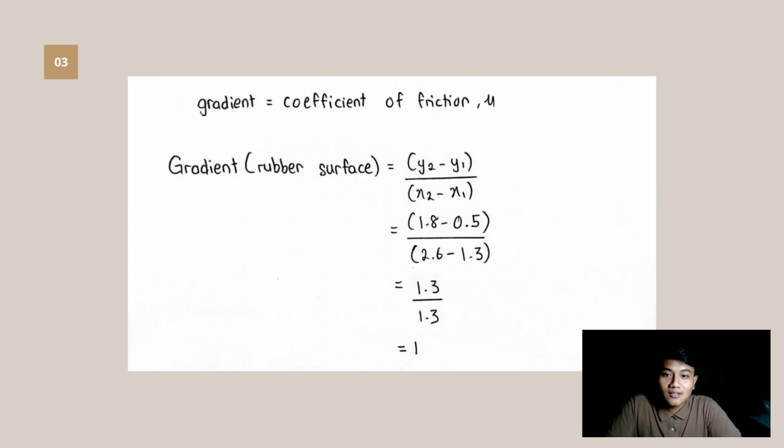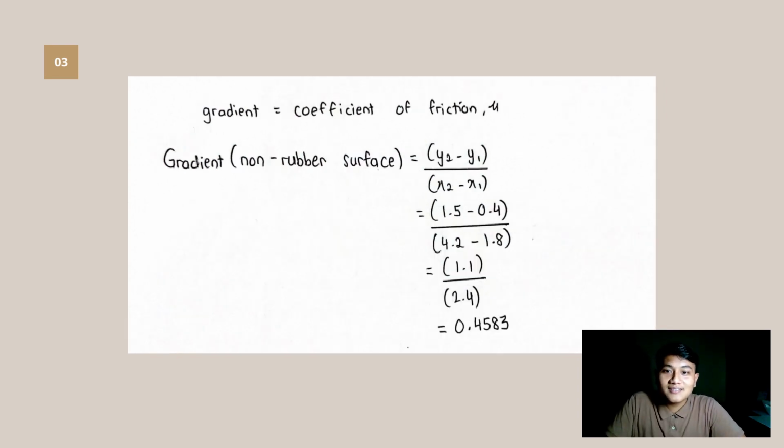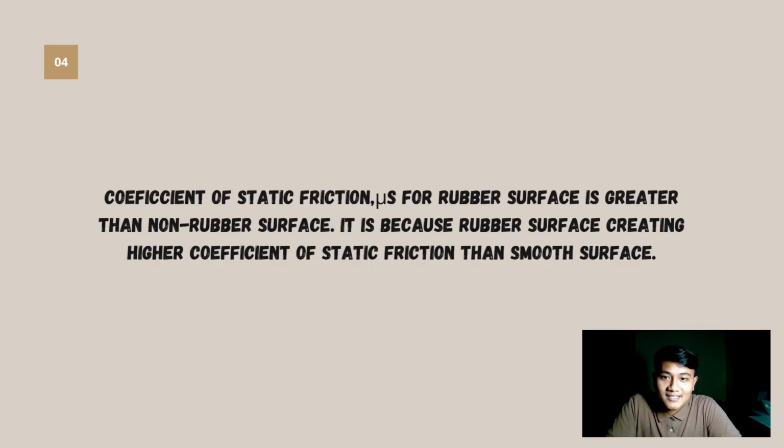This is how we calculate the gradient for rubber surface, and gradient is equal to coefficient of friction. This is how we calculate the gradient for non-rubber surface, and gradient is equal to coefficient of friction. For the last analysis, the coefficient of static friction for rubber surface is greater than non-rubber surface. It is because rubber surface creates a higher coefficient of static friction than smooth surface.